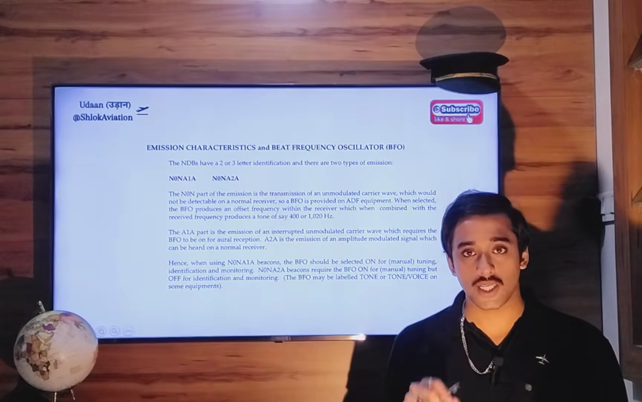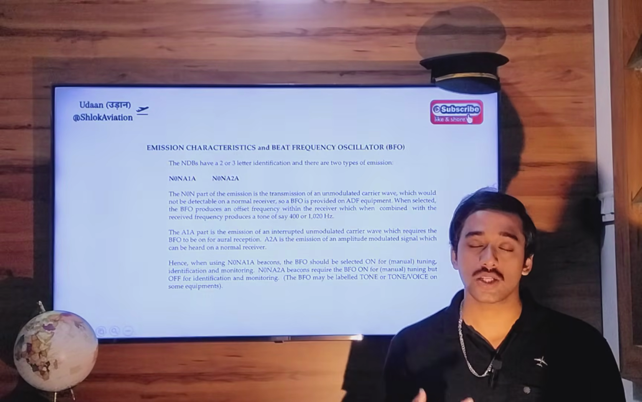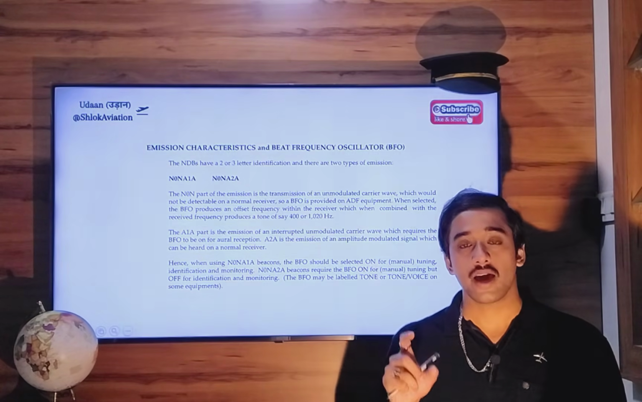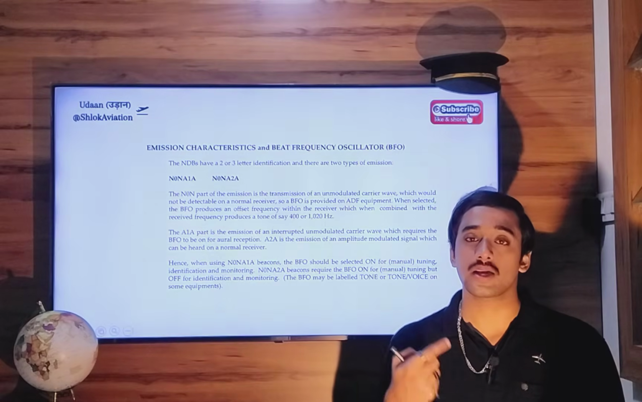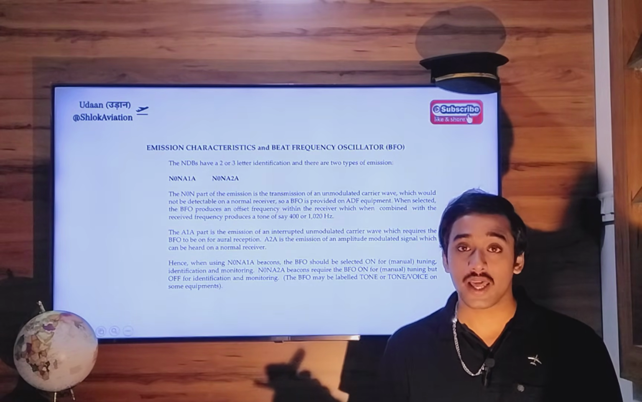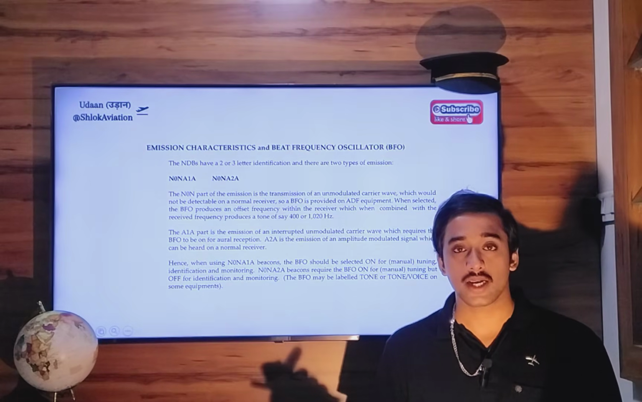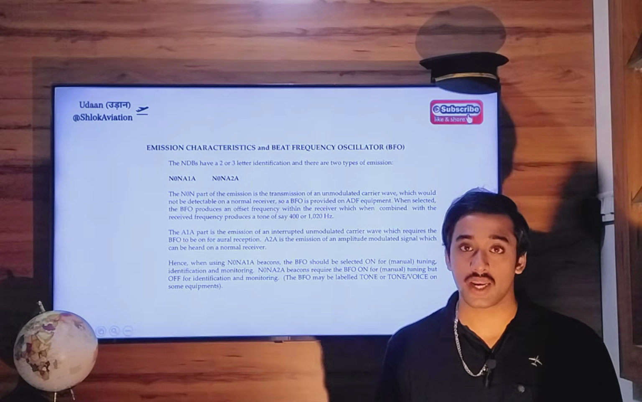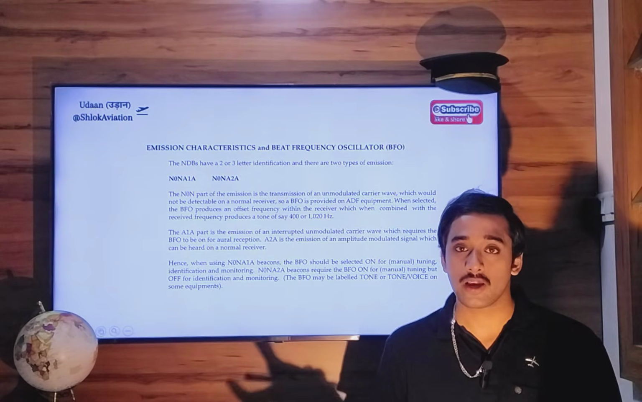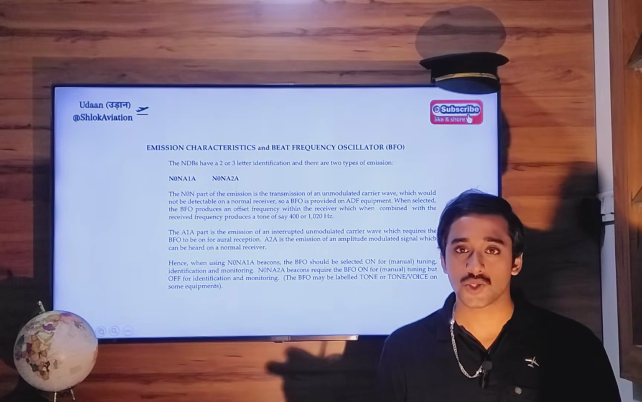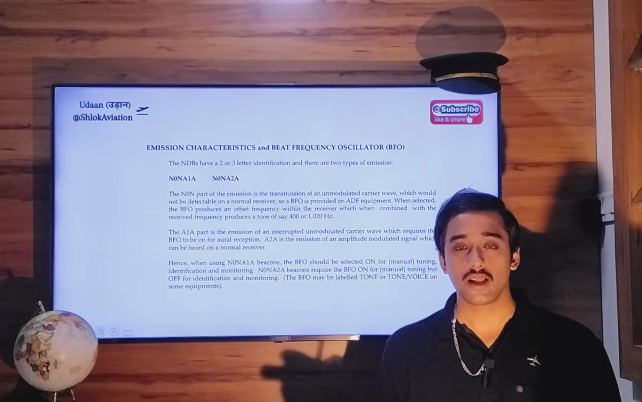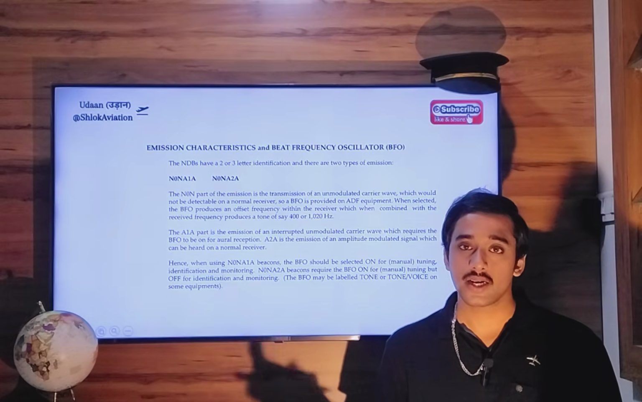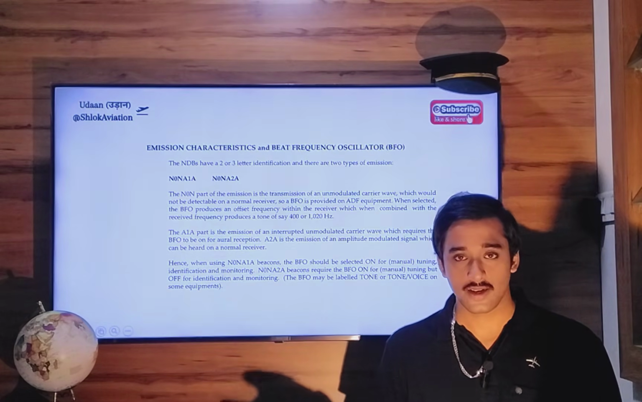Now, this beat frequency oscillator will induce an additional frequency. You have the main carrier wave of the NDB station, and in addition to this main carrier wave, there will be another audio frequency generated by this beat frequency oscillator in the receiver of your aircraft. The normal frequency of this BFO generated audio wave will be around 1000 hertz. So this audio tone that is generated by BFO helps you to hear the identification of the NDB station. So that is the job.